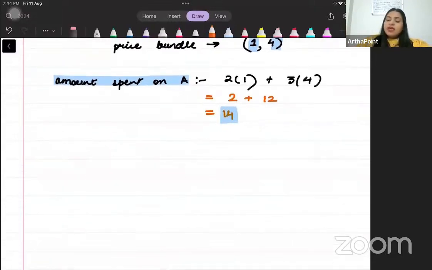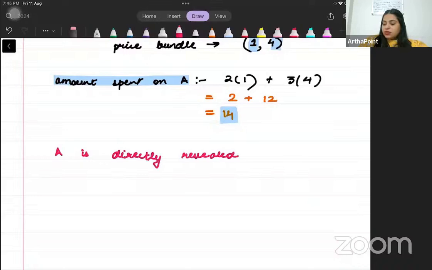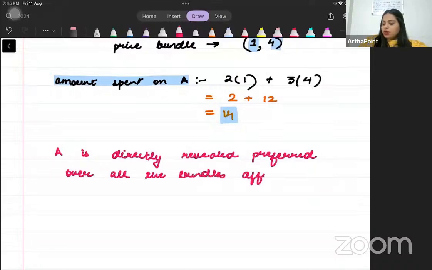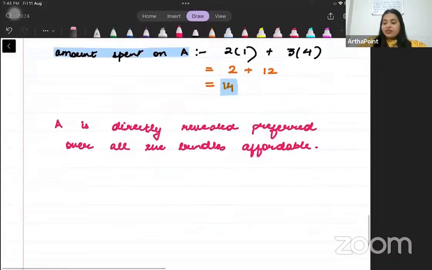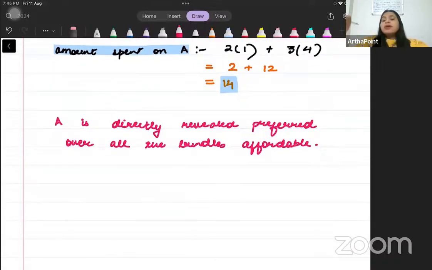Now, suppose I make a very big statement. I say A is directly revealed preferred over all the bundles affordable. मतलब जो भी bundles की cost 14 तक है, उन सबके ऊपर A को preference मिलेगी.